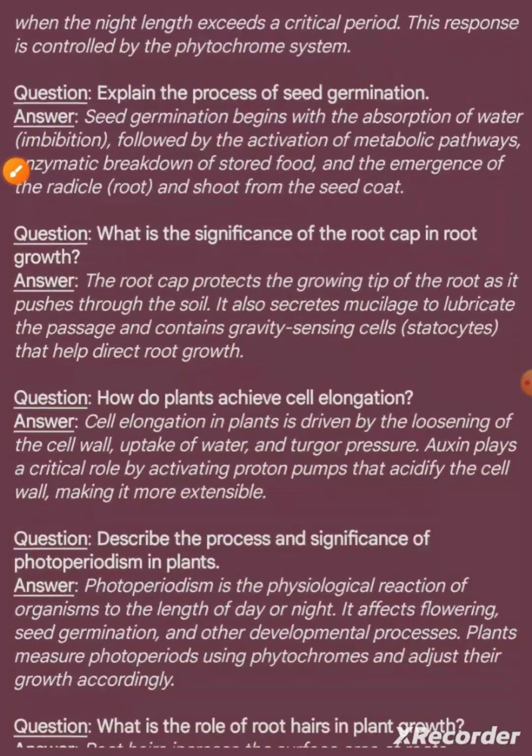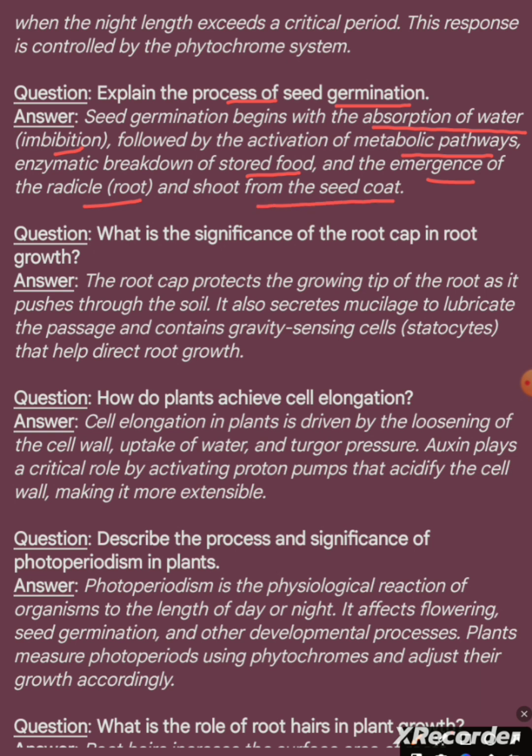Next question. Explain the process of seed germination. Answer: Seed germination begins with the absorption of water, imbibition, followed by the activation of metabolic pathways, enzymatic breakdown of stored food, and the emergence of the radicle, root, and shoot from the seed coat.